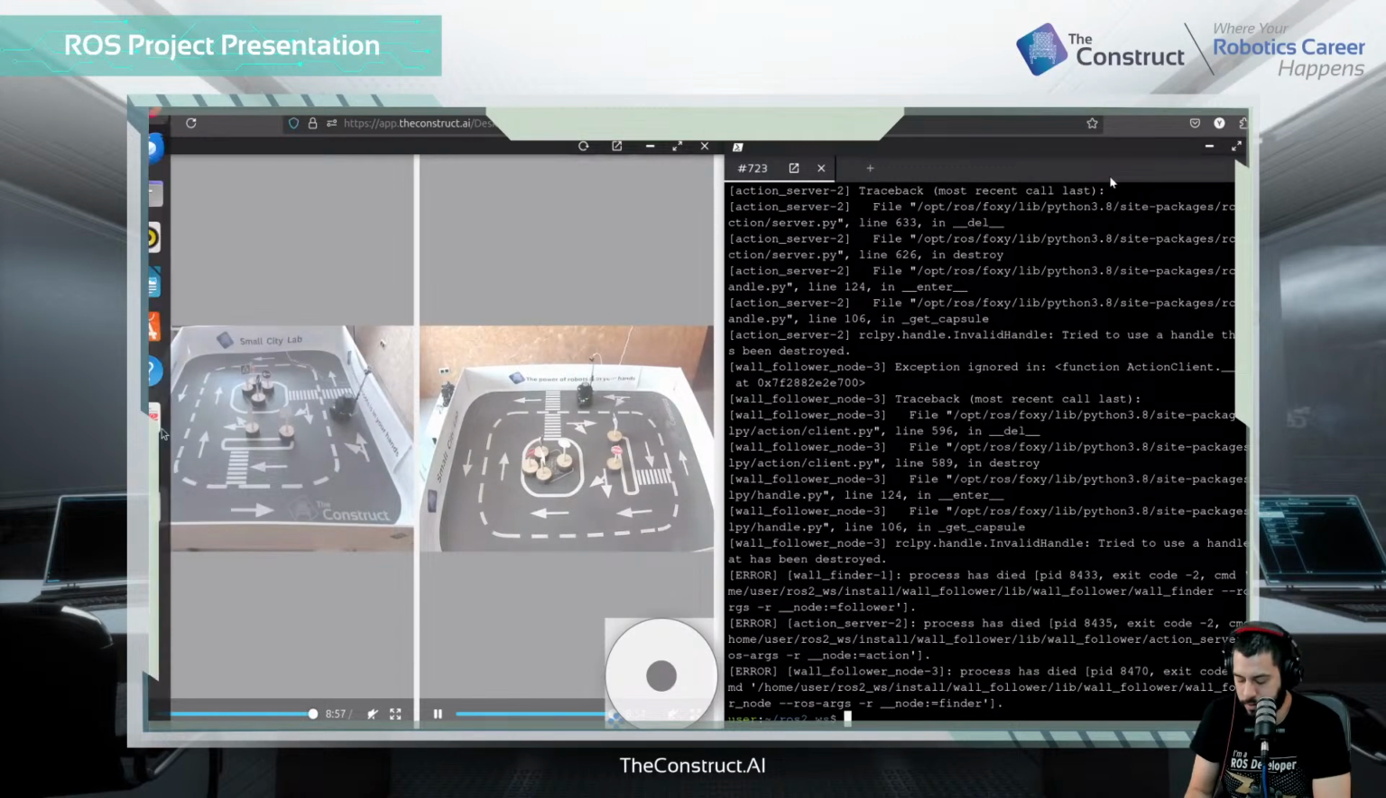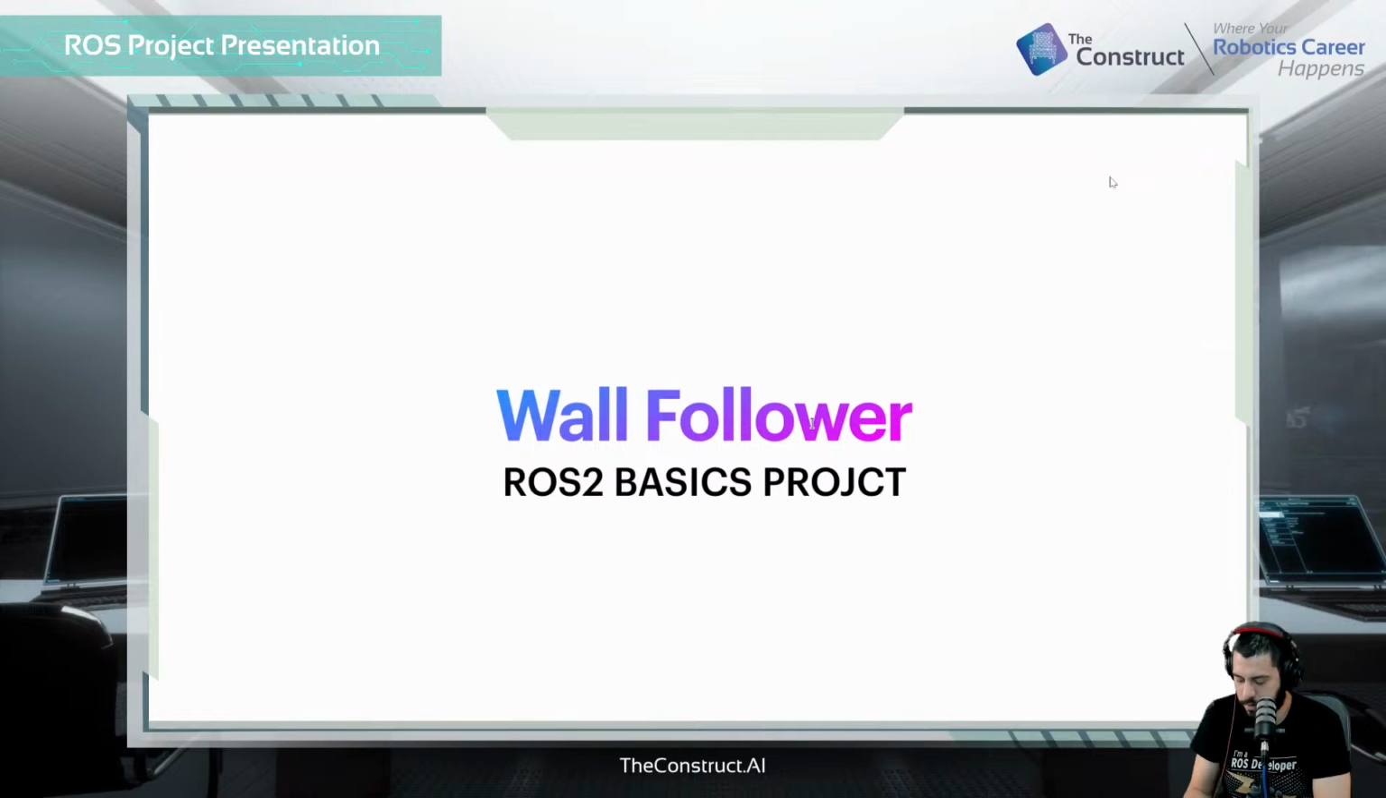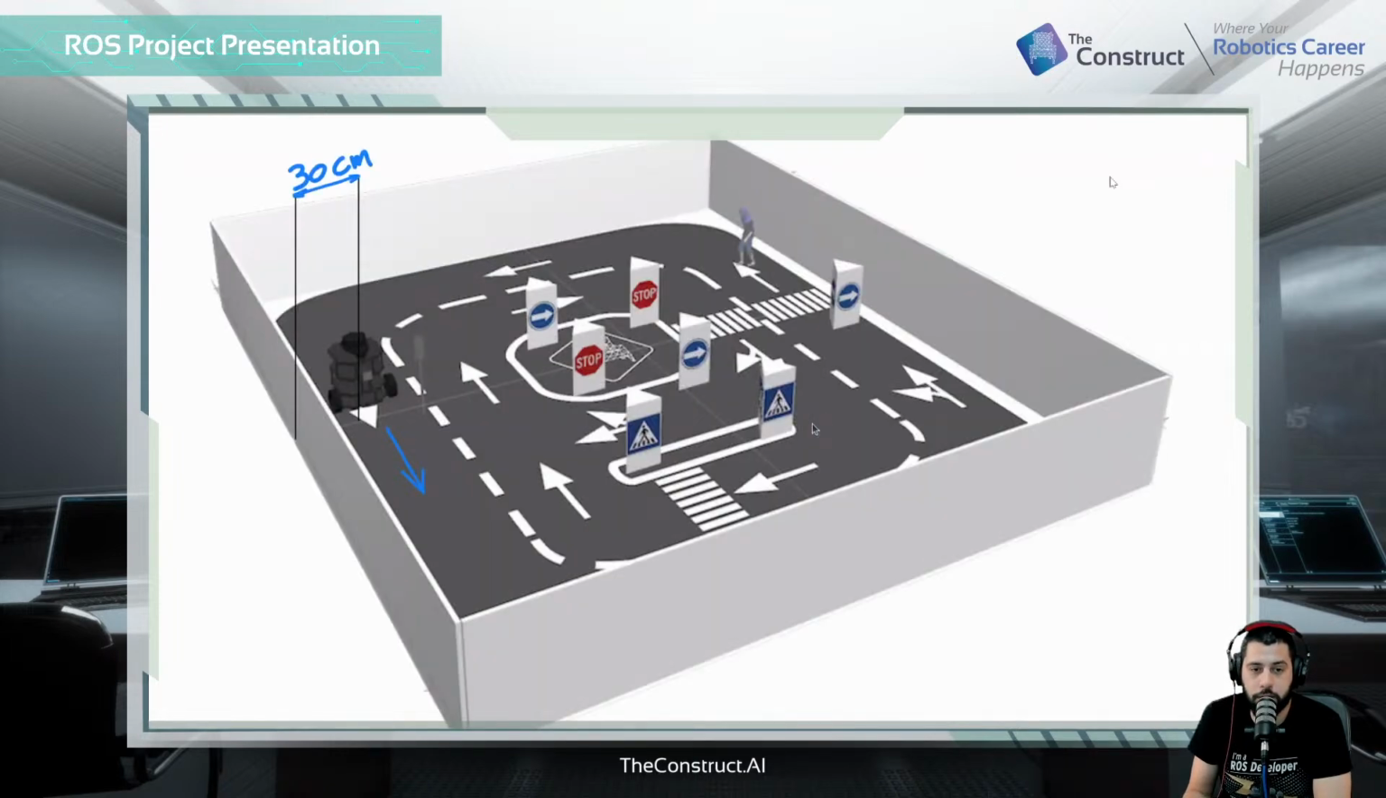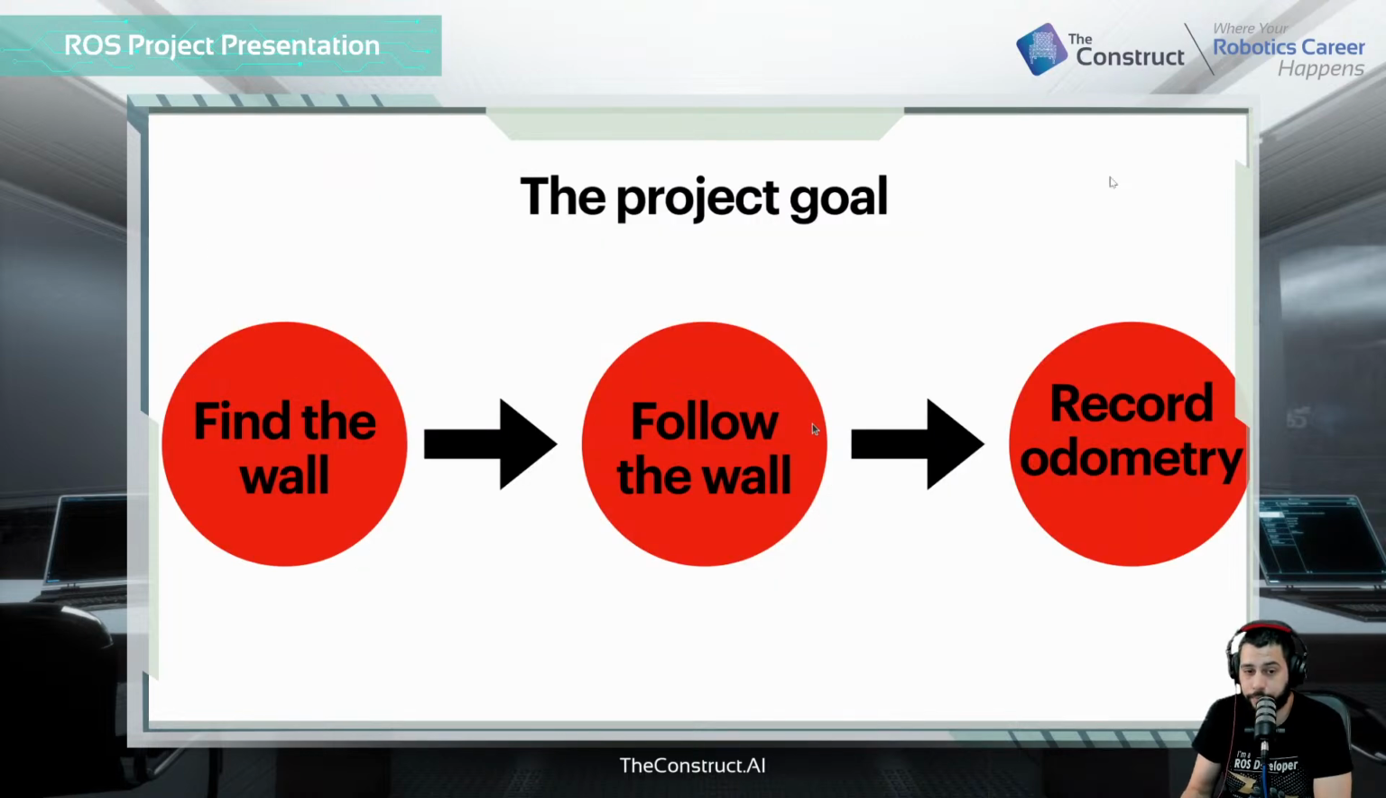Yeah, so I made this little presentation. The whole point of the project is to make the Turtlebot follow the wall while maintaining a specific distance to the wall, 30 centimeters. We have three main nodes: find the wall, follow the wall, and record odometry. This is the behavior that the robot is going to do.